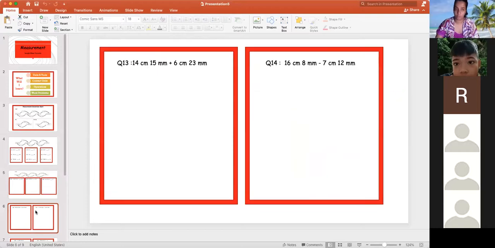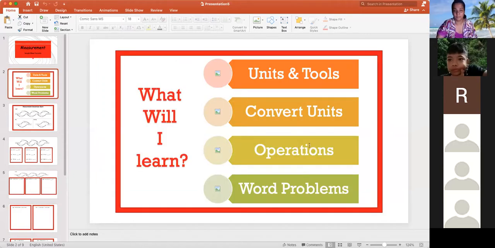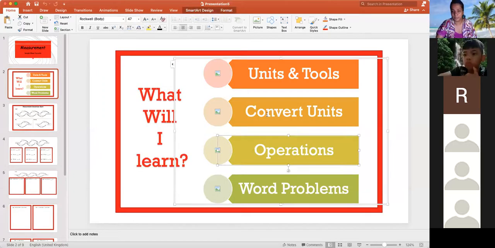Now I'm going to move on because I believe we are already almost not yet an hour, but about an hour, and I've got 20 questions for you. Okay, now we're at question 13. Now we are coming to this part. We are doing the operations. Tadi kita convert unit. Now we learn how to do the operations.